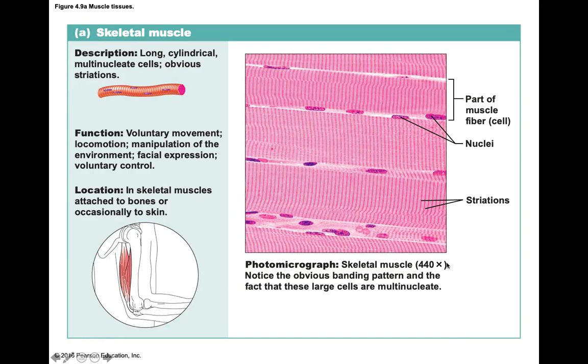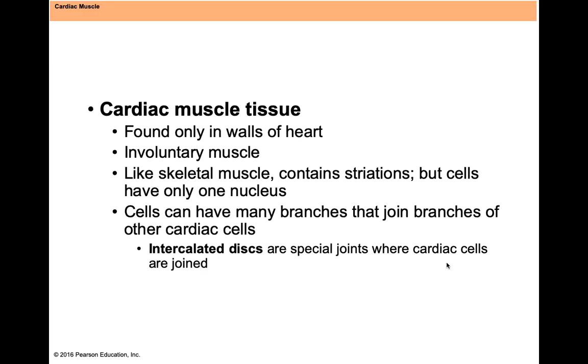The function here is for voluntary movement. Again, this is movement that you can control. Locomotion, manipulation of the environment, facial expressions, and voluntary control. So again, all of these are attached to your bones. You have the choice of moving these muscles. This particular location you can see in the picture, we have these muscles, the skeletal muscles, are attached to bones or occasionally to the skin. And when it was referring to more of like facial expression, that's where it's kind of talking about attachment to the skin.